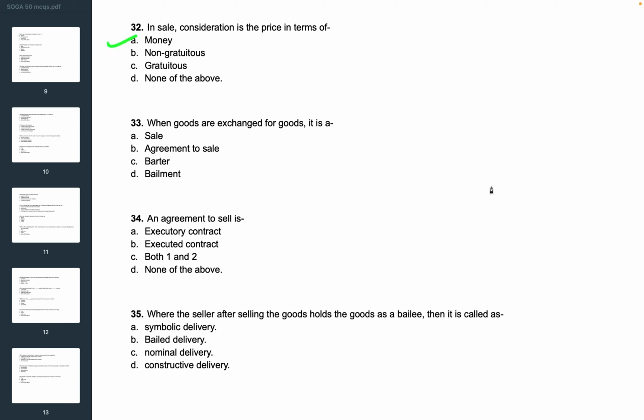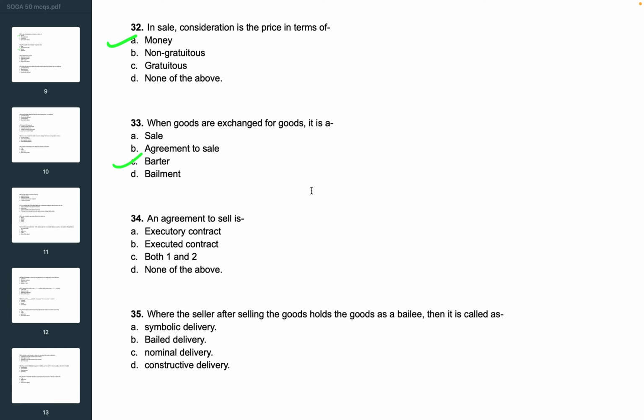Next question. When goods are exchanged for goods, it is A. Sale, B. Agreement to sale, C. Barter, D. Bailment. The correct answer is C. Barter.